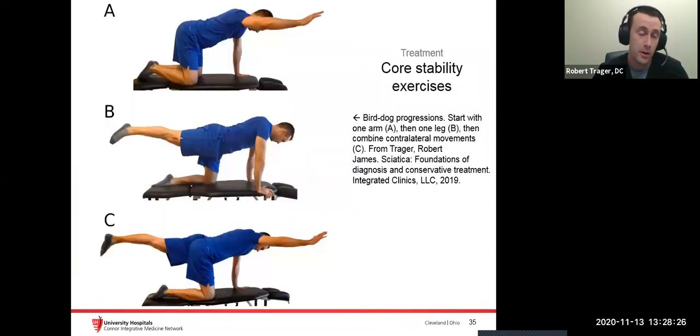This is the bird dog. I like this because there's no axial loading. There's no compression on the spine. Everything is horizontal, so it's just very gentle. In image A, you're just lifting the arm, B, just the leg, and then C is the most difficult variation of the bird dog. You're doing one arm and one leg. I like to progress people through this slowly. If they can handle C from the get-go, we'll do that. But if people are wobbling and they can't stabilize or they're compensating, we just start with A or B.